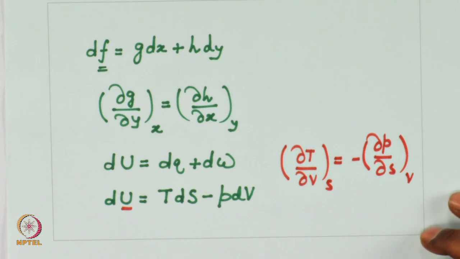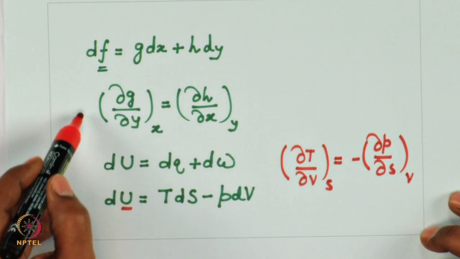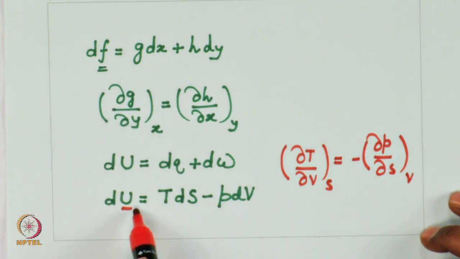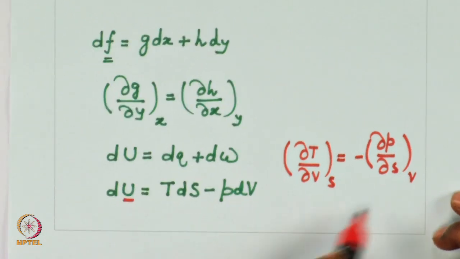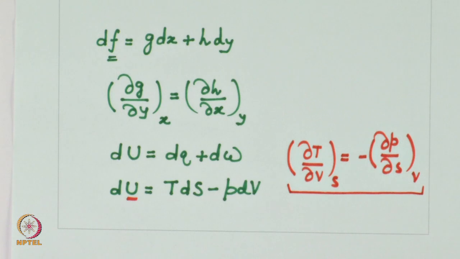So, what I have done is I have made use of this result. Since dU is equal to TdS minus PdV, and U is a state property, dU is exact. It will be exact if dou T by dou V at constant S is equal to minus dou P by dou S at constant V. So, here we derive the first Maxwell relation.